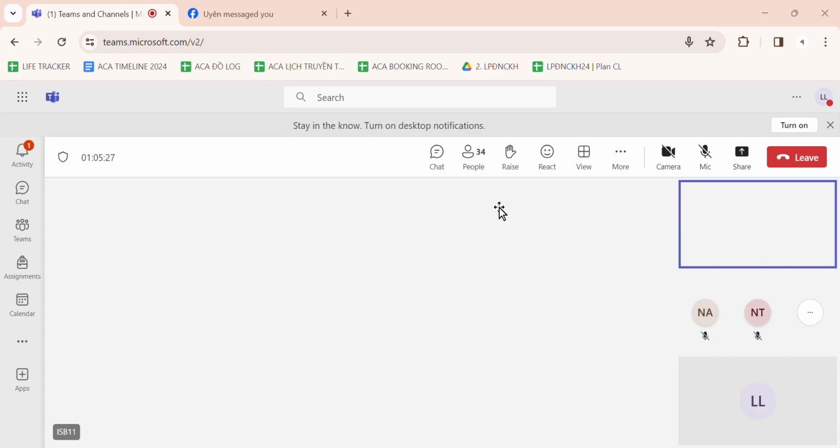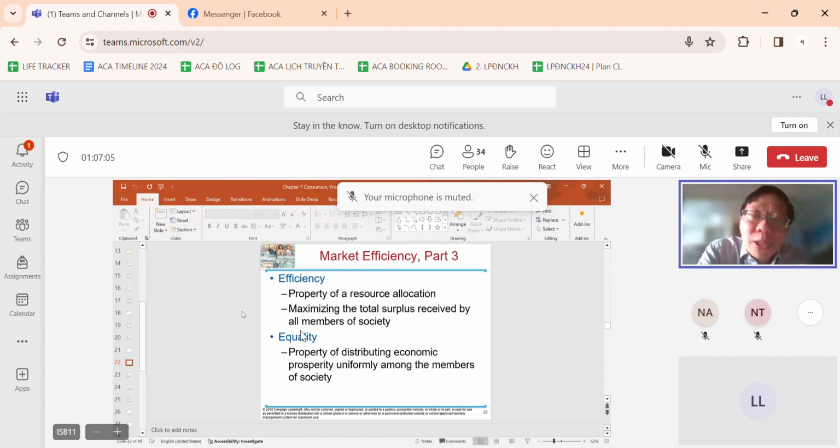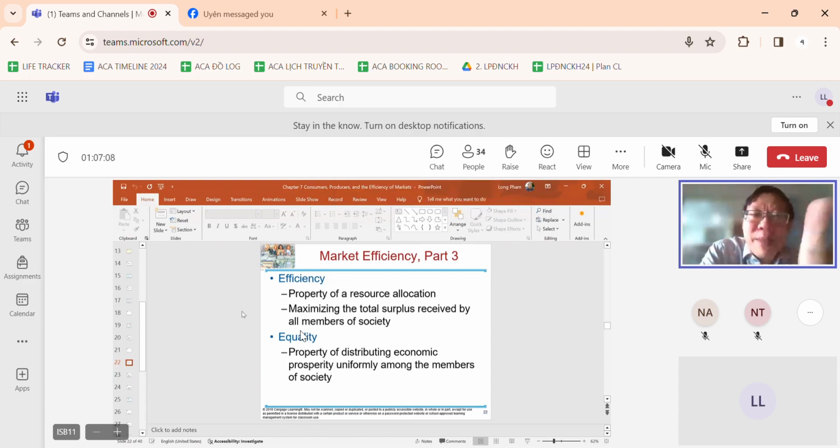And here, please pay attention to it. We are talking about efficiency. That means maximizing total surplus. However, in real life, besides efficiency, we also think of equality. Efficiency just tries to maximize total surplus. It doesn't pay attention to how the surplus is divided among different groups in society. So besides that, we also pay attention to, for example, equality.